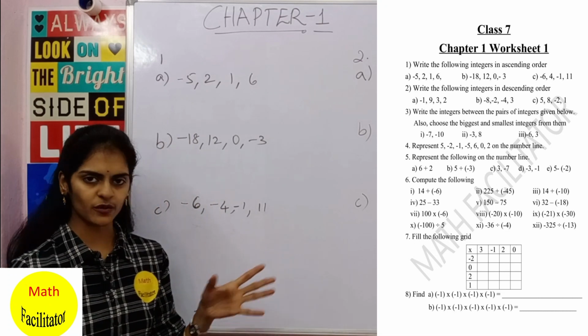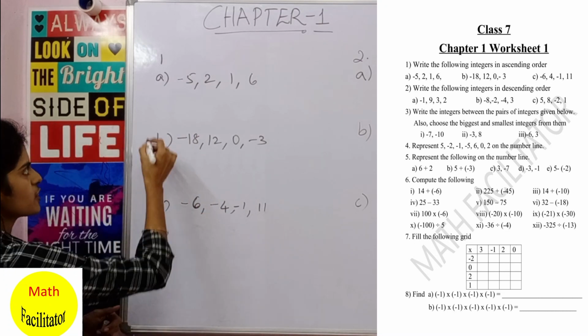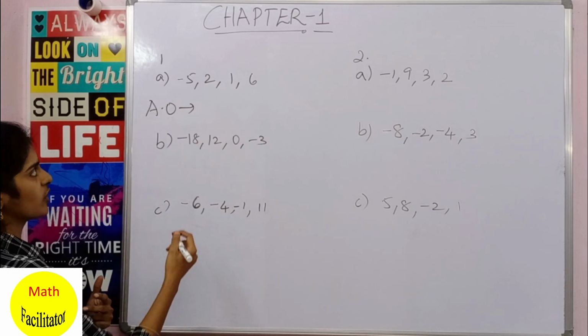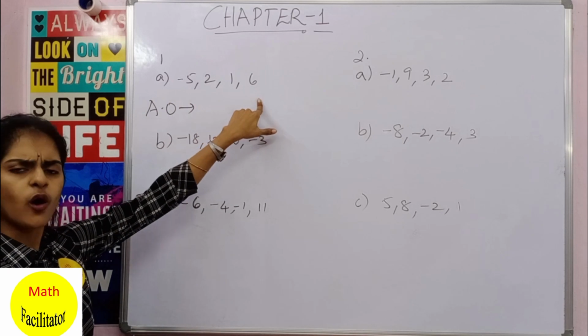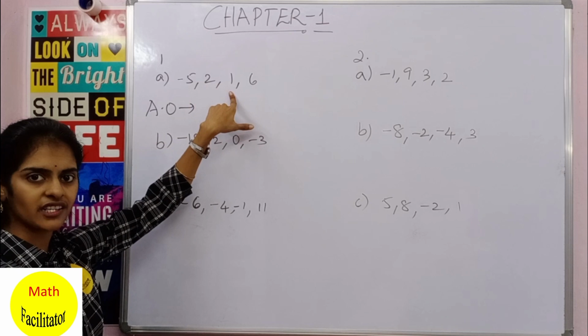So this is the first question where you have to arrange these integers in the ascending order. Okay, so what is ascending order? Ascending order is nothing but small to big. Now among the given numbers, always the negative numbers are smaller. Yes, negative numbers are smaller than the positive numbers.